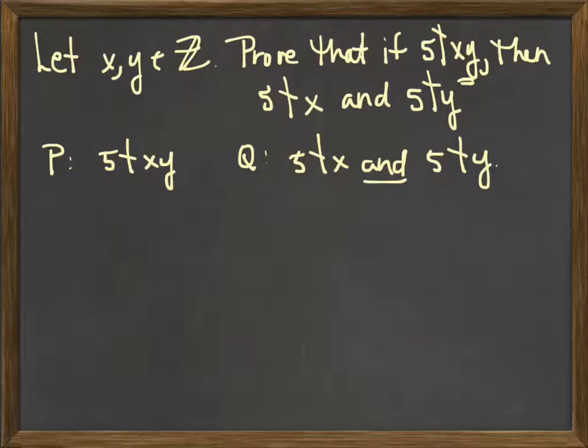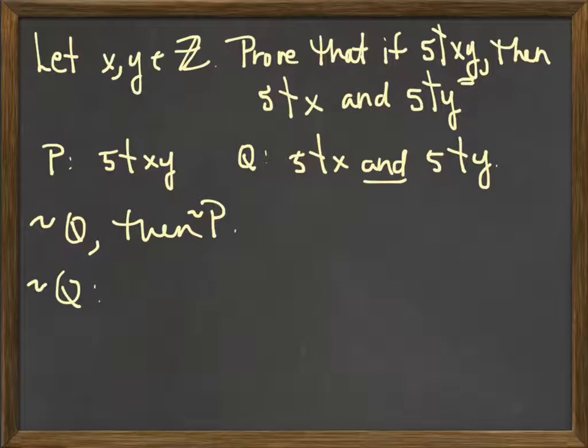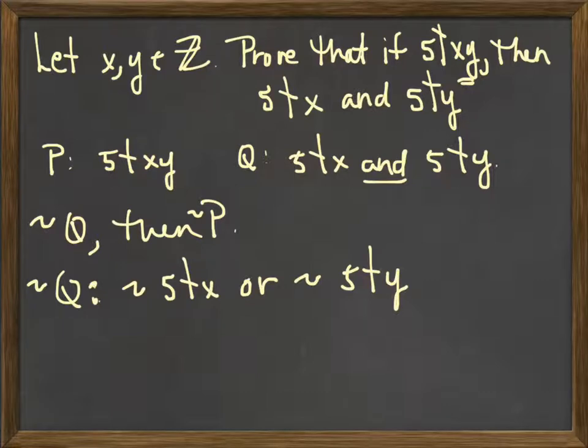So let's write the contrapositive, and that would be if not Q, then not P. Well, what's not Q? Not Q would be the negation of this and sentence. Remember, when we negate an and sentence, we get an or. So we really get not 5 doesn't divide x, or not 5 doesn't divide y. Not 5 doesn't divide x is 5 does divide x, or 5 does divide y. So this is the negation of Q, of 5 doesn't divide x and 5 doesn't divide y: either 5 divides x or 5 divides y.